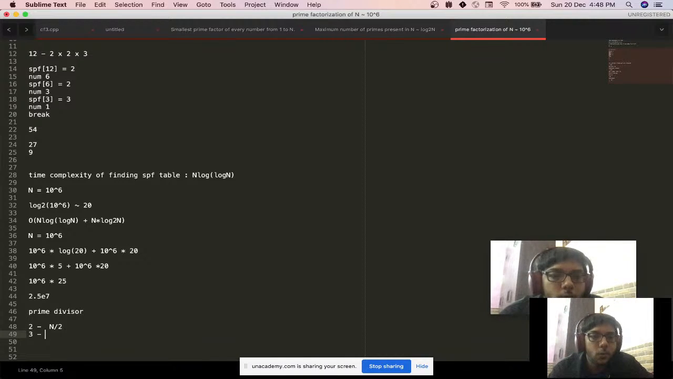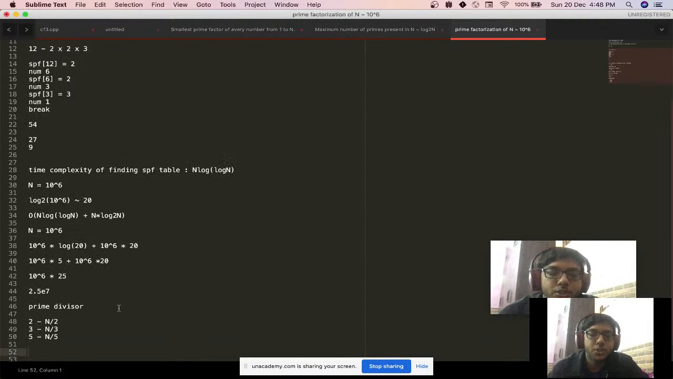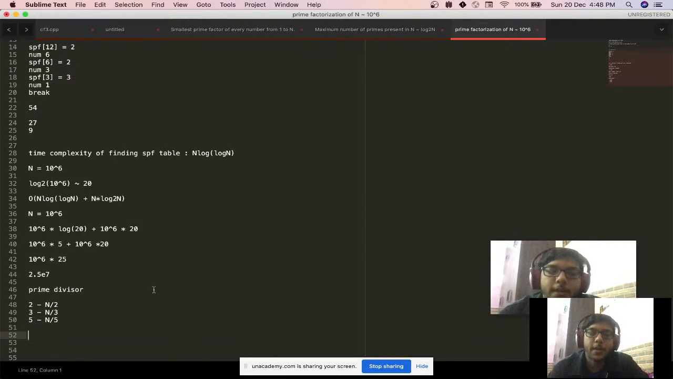3 is present in around n by 3 elements. 5 is present in around n by 5 elements, right? I guess there is one thing still to note: we do not care about distinct prime divisors here. Let's say in case of 8, it's not that 2 is just pushed once. It's pushed again also, right? It's pushed twice also.